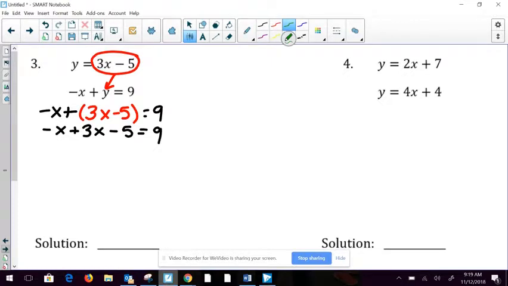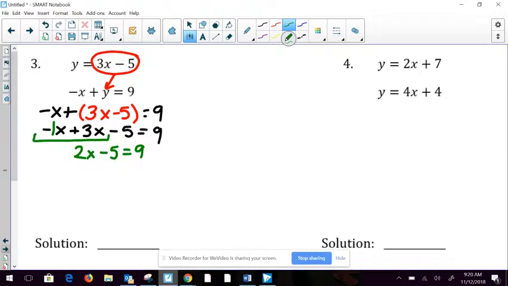Looking at this negative x, don't we normally put a negative 1 with it? Great job. Now we're going to go ahead and combine our like terms. So what is negative 1x plus 3x? Good, 2x. I still have that minus 5. It's still equal to 9.